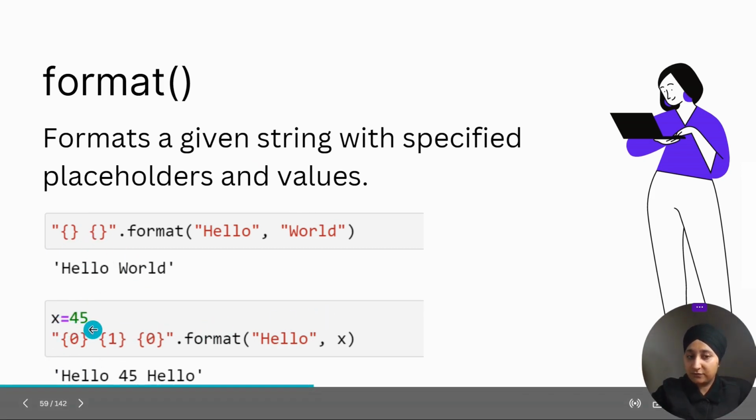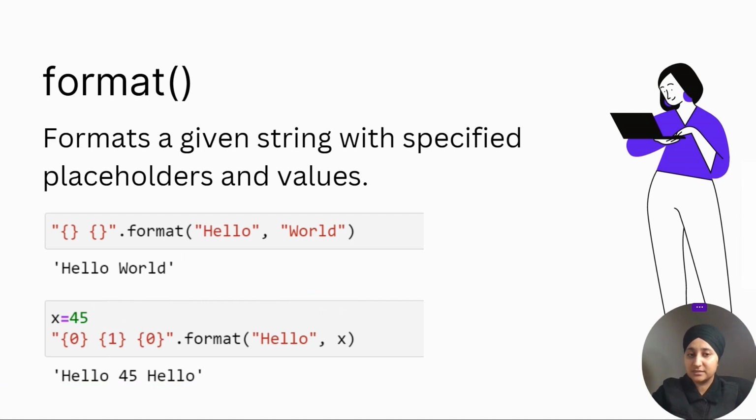Here the x value is 45. Format hello comma x. Hello is in the 0th position, space, and then 1 is x, that is 45. 0 again is hello. This is again what the format function is doing with curly braces.